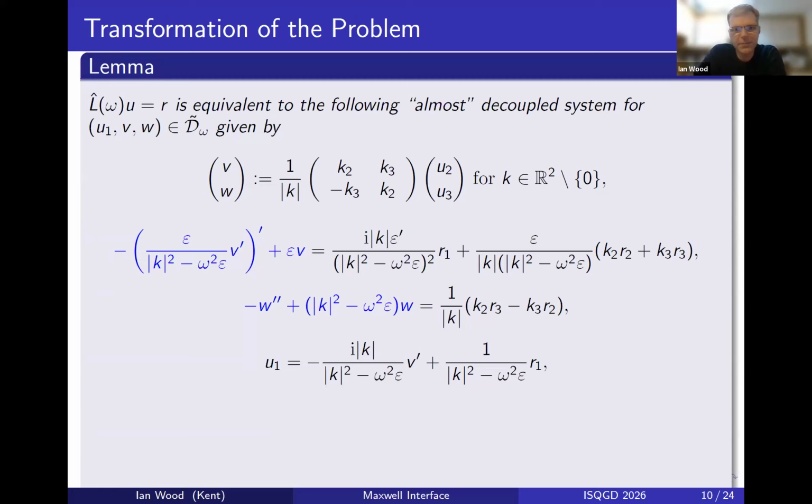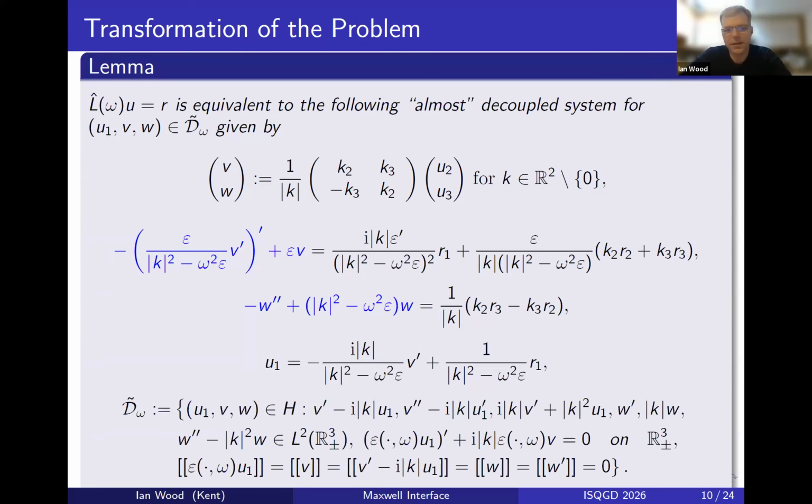Right, and so if we do this transformation, we obviously also have to look at what happens with the domain. And so you've got that at the bottom here. And that also nicely decouples the V and the W components. So if you look at this, then all the conditions might involve V and U1, or they involve W, but they don't involve all three at any point.